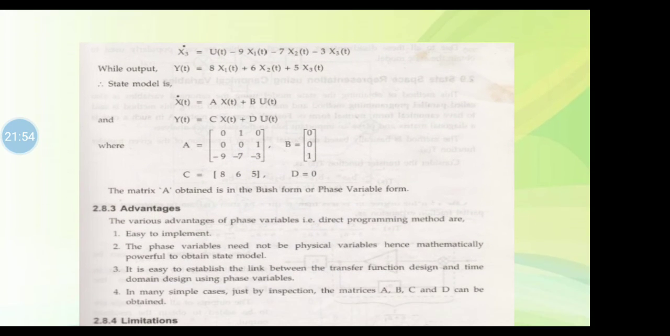So, is it clear? This A matrix has been written taking x1 dot, x2 dot and x3 dot. In x1 dot it is only x2, due to that the x2 term is 1. In x2 dot it is only x3, due to that the x3 term is 1. In x3 dot it is minus 9x1, minus 7x2, minus 3x3. Okay.